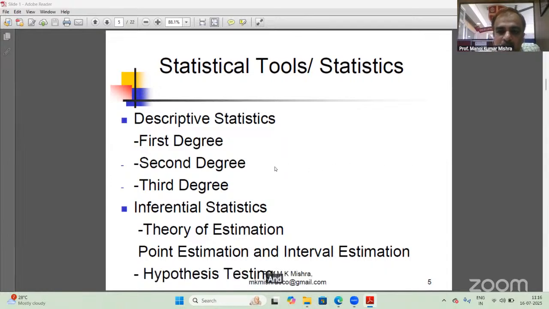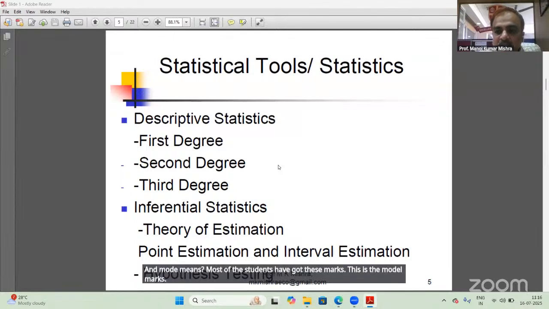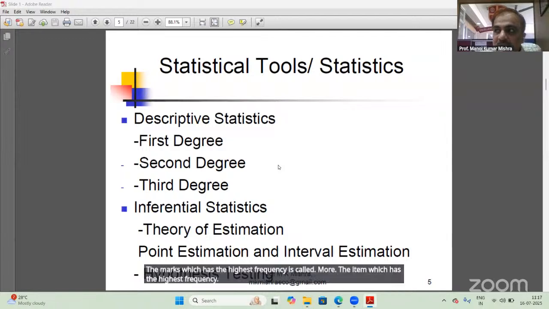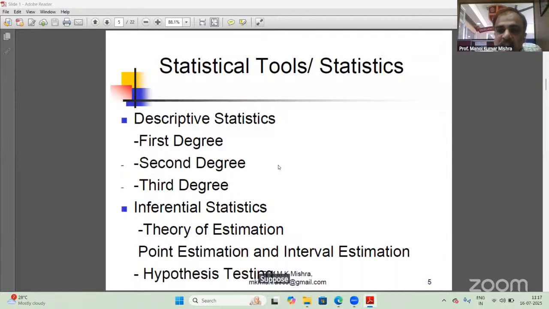And mode means most of the students have got these marks. The marks which have the highest frequency is called the mode. Suppose the mode marks is 60. Mean marks is 70, median marks is 65 and mode marks is 60.